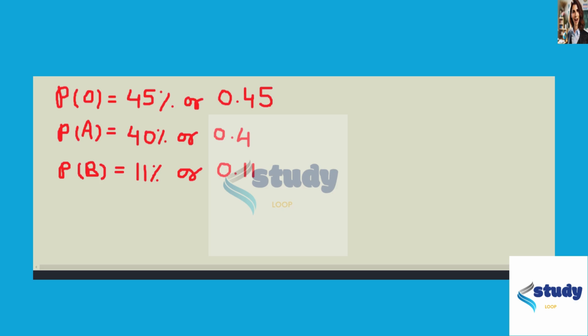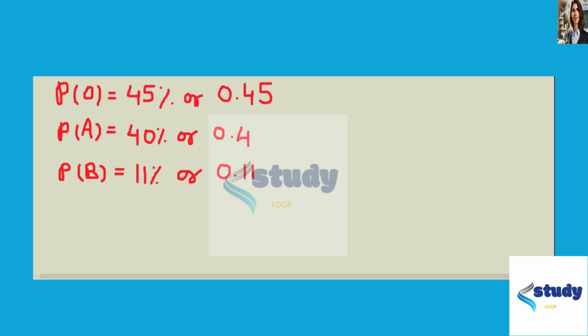In this problem, it is said that about 45% of the US population has type O blood, 40% type A, 11% type B, and the rest type AB. So we can conclude that the probability that a person will have type O blood is 45% or 0.45. Type A blood is 40% or 0.4. Type B blood is 11% or 0.11.